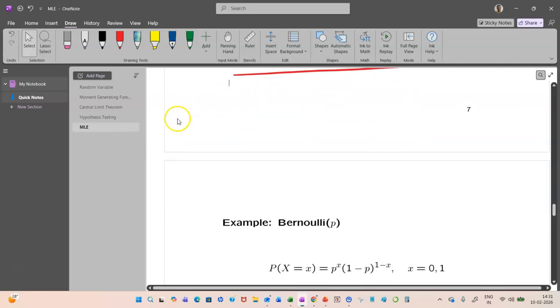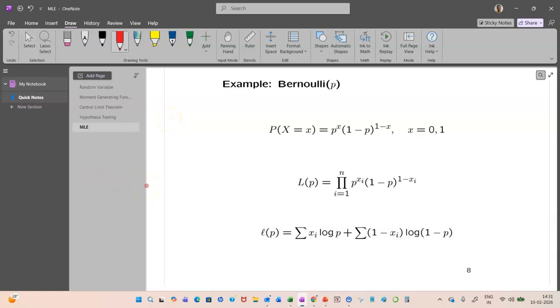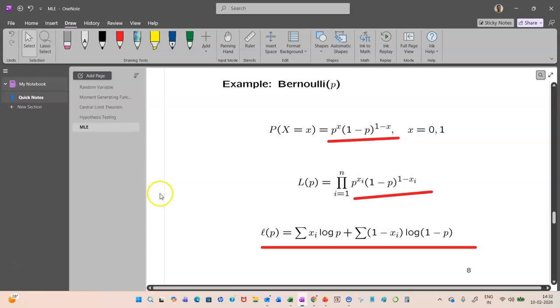So let us do some examples. Say Bernoulli(theta). The Bernoulli probability mass function is p to the power x, (1 minus p) to the power (1 minus x). X takes value 0 or 1. L(p) is the product of p to the power xi, (1 minus p) to the power (1 minus xi), product of i equal to 1 to n. And l(p) is the sum of xi log p plus the sum of (1 minus xi) log (1 minus p). It's a straight cut taking the log of the capital L, the product of the probabilities. So that's the Bernoulli case.